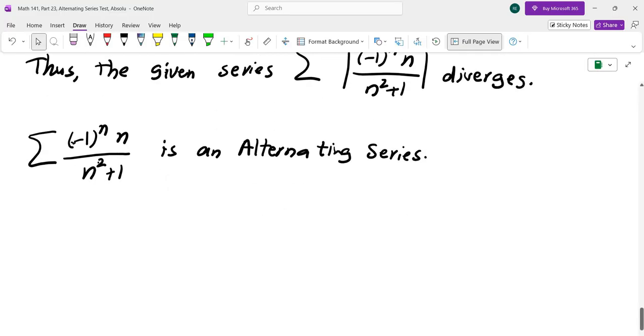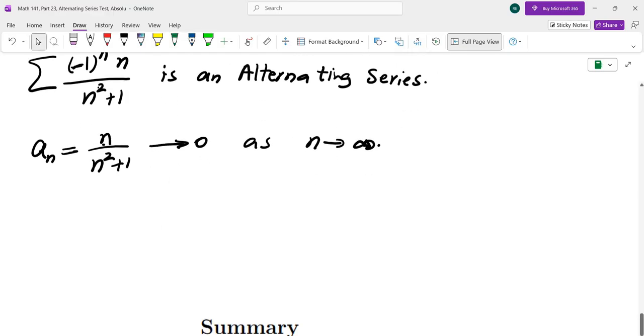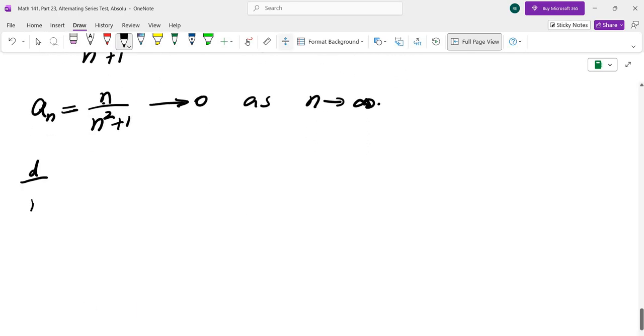Well, maybe it satisfies the conditions of the alternating series test. So let's take an as n over n squared plus 1. Well, first of all, this approaches 0 as n goes to infinity because that's just n over n squared when n approaches infinity. Now let's see if this is in fact decreasing. So let's take the derivative of this and see if it becomes negative. If the derivative is negative, then it would be decreasing.